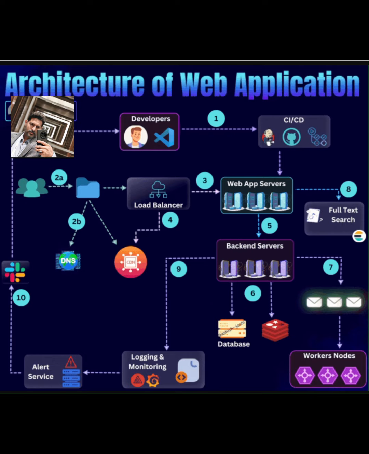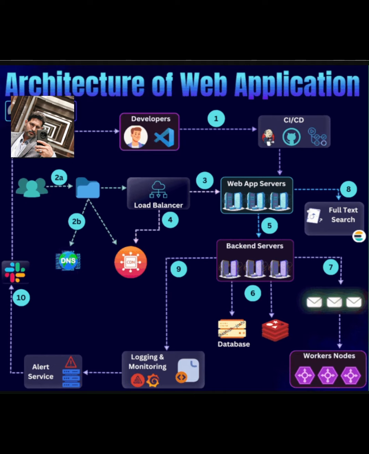They communicate with back-end servers, which manage core business logic, API endpoints, and integrations with downstream services. This separation of concerns between web app servers and back-end servers follows a microservices architecture, enabling independent scaling and deployment of each layer. The back-end servers interact with a database for persistent storage, handling structured data with a relational database management system, RDBMS, or a NoSQL database, depending on the application's needs.